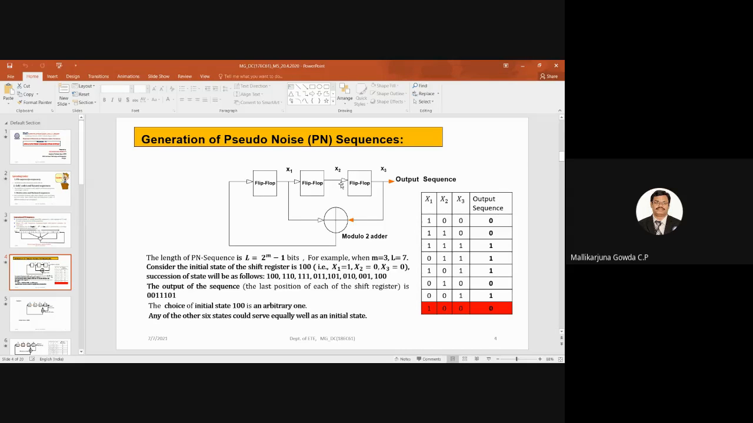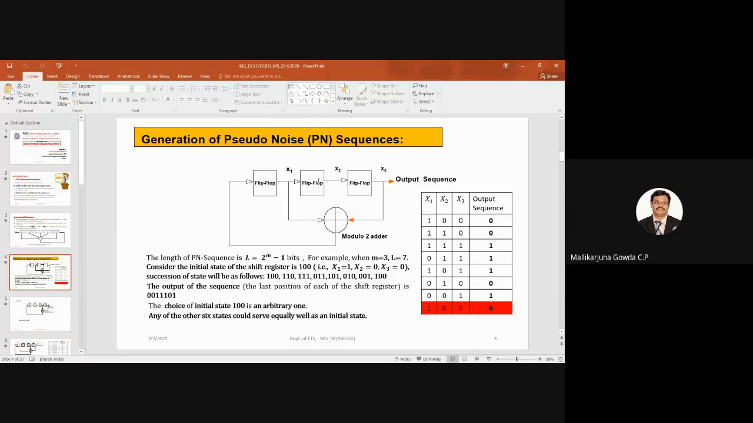For the first clock pulse, what I get is shifted by 1 bit. Whatever is there in the first flip-flop will move to the second flip-flop, and whatever is there in flip-flop 2 has moved to flip-flop 3. The first state is 1, 0, 0, so I am getting output sequence 0, meaning X3 output is 0. When I apply the clock pulse, whatever is in flip-flop 1 is shifted to flip-flop 2, and whatever is in flip-flop 2 is shifted to flip-flop 3.